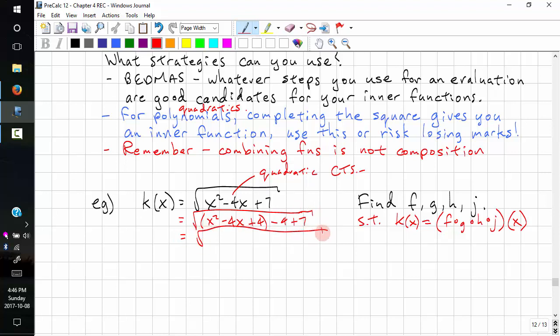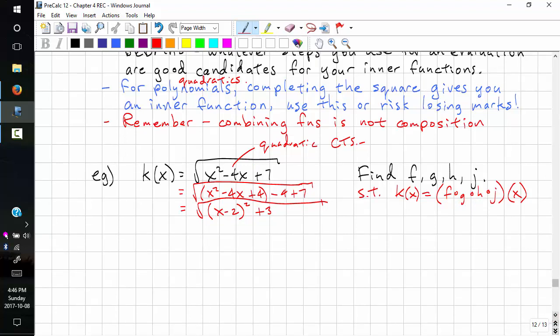And we simplify this a bit. This is x minus 2 squared. This value is b over 2. And 7 minus 4 is plus 3. Now that we have a single variable, we are able to find our f, g, h, and j. And we go about this by using BEDMAS. You don't have to do it this way, but I'm saying this way is easier to see what's going on.